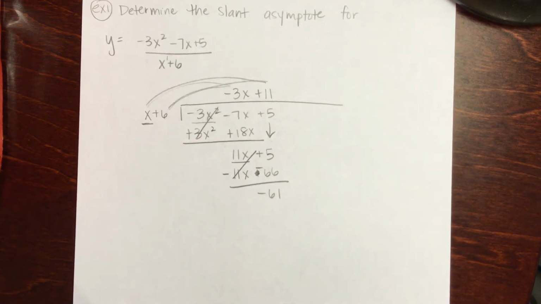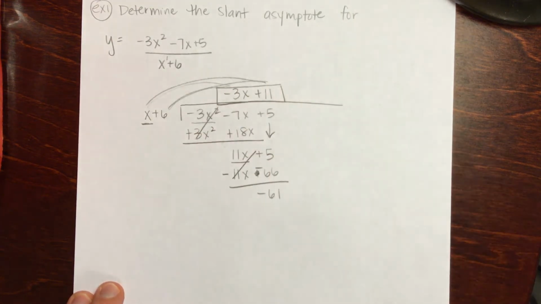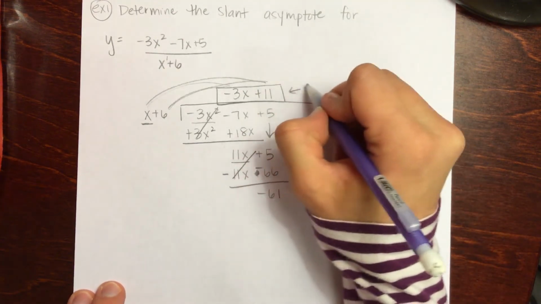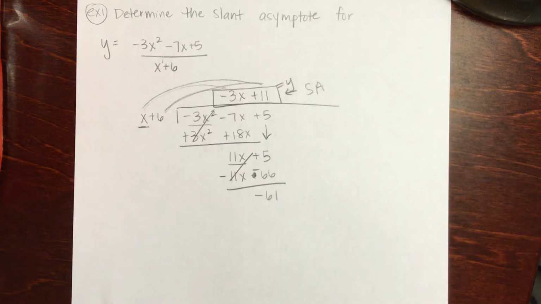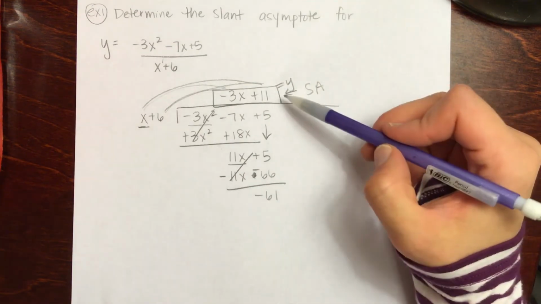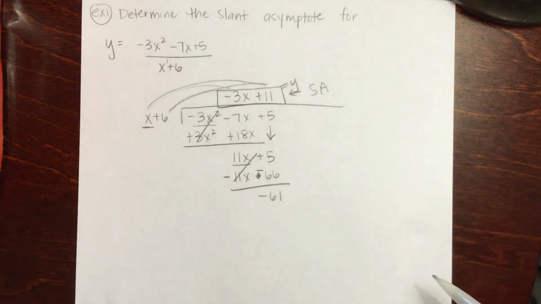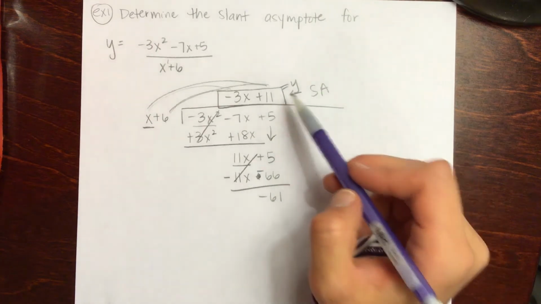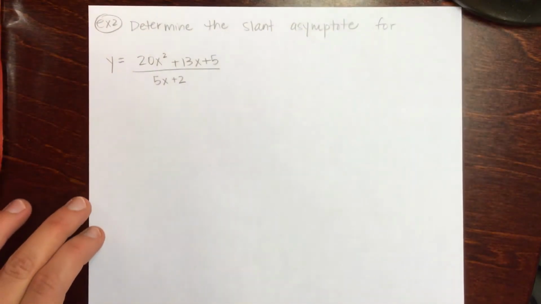Okay, we don't actually care what our remainder is in this case. All we care about is the quotient, the number on top. The equation on top is our slant asymptote, y equals. Okay, so that's it. You just do long division, and whatever your quotient is, whatever your answer is, set y equals this. This line here is my slant asymptote. Who cares what my remainder is? I only care about what's on top. Let's do 2 more examples.